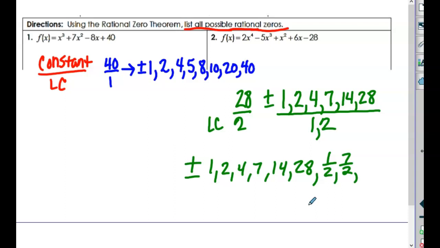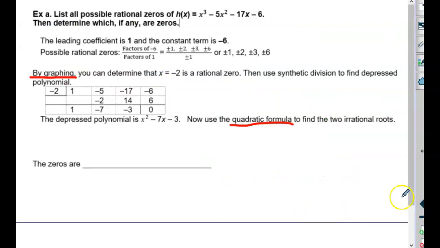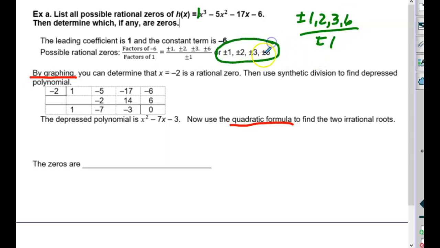I don't care about the order, as long as you have them all there. All right. That's all we were asked to do on those. Now, this question is an example that's partway done for you. The leading coefficient was 1. The constant was 6. So we had plus or minus 1, 2, 3, and 6 all over plus or minus 1. So the only possibilities were 1, 2, 3, and 6.